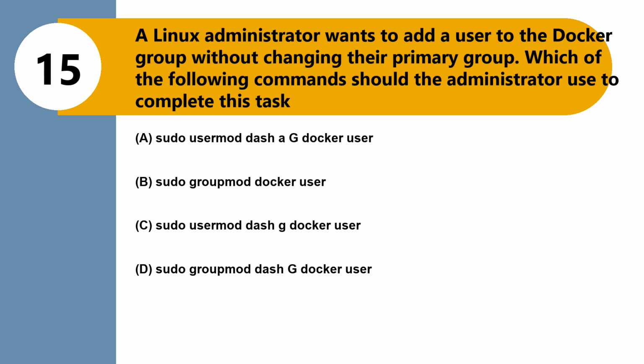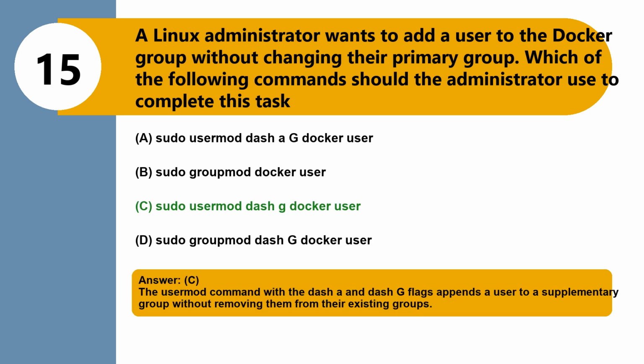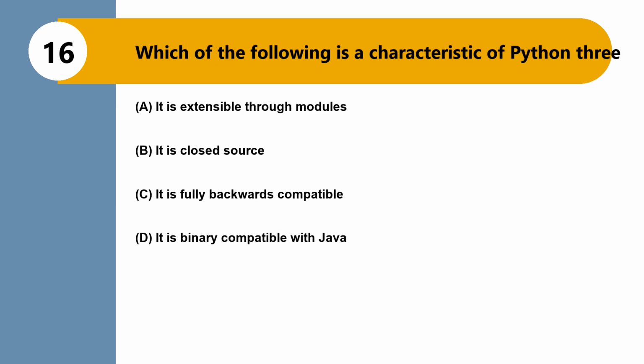Option A, sudo usermod -ag docker user. Option B, sudo groupmod docker user. Option C, sudo usermod -g docker user. Option D, sudo groupmod -g docker user. The correct answer is option C, sudo usermod -g docker user. The usermod command with the -a and -g flags appends a user to a supplementary group without removing them from their existing groups.